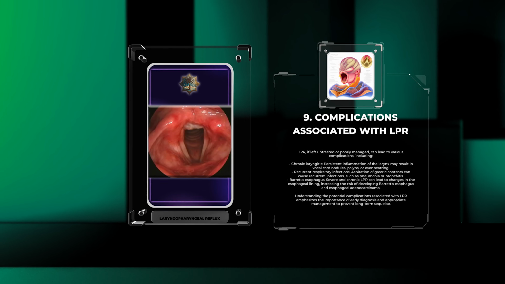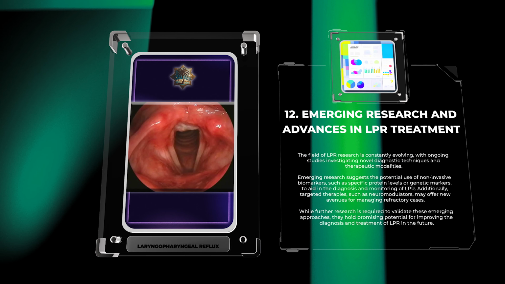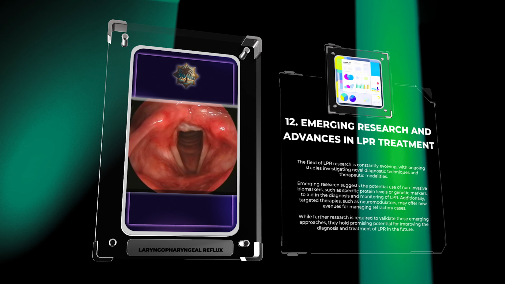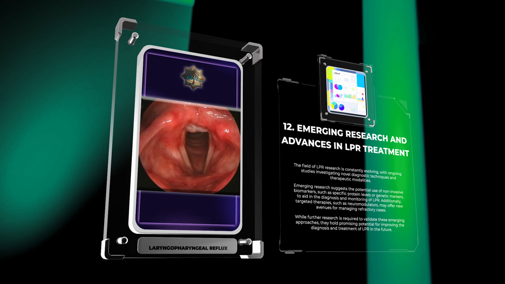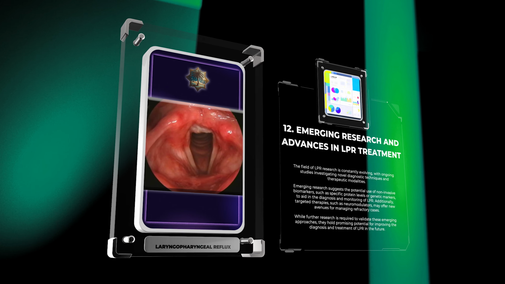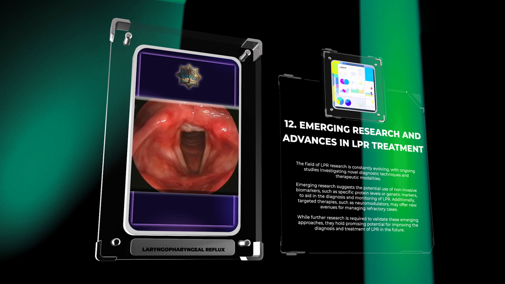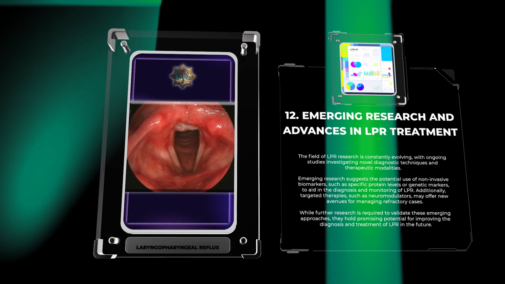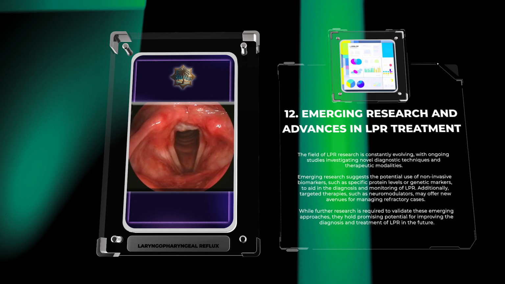The field of LPR research is constantly evolving, with ongoing studies investigating novel diagnostic techniques and therapeutic modalities. Emerging research suggests the potential use of non-invasive biomarkers, such as specific protein levels or genetic markers, to aid in the diagnosis and monitoring of LPR. Additionally, targeted therapies, such as neuromodulators, may offer new avenues for managing refractory cases. While further research is required to validate these emerging approaches, they hold promising potential for improving the diagnosis and treatment of LPR in the future.